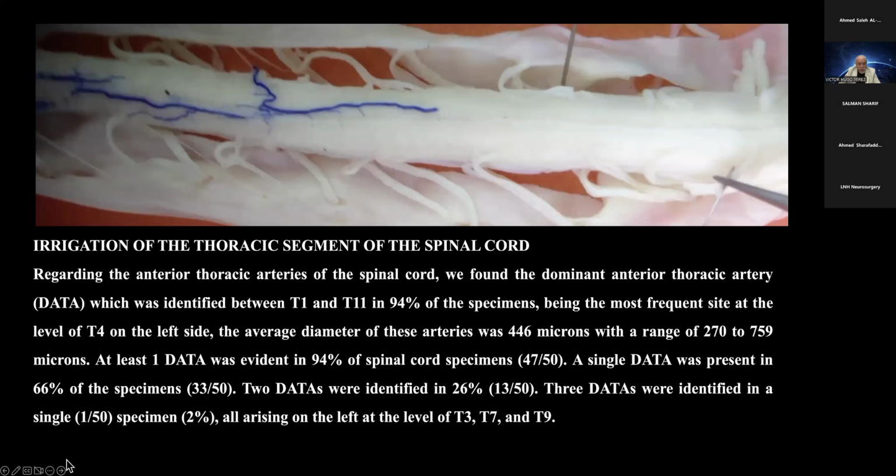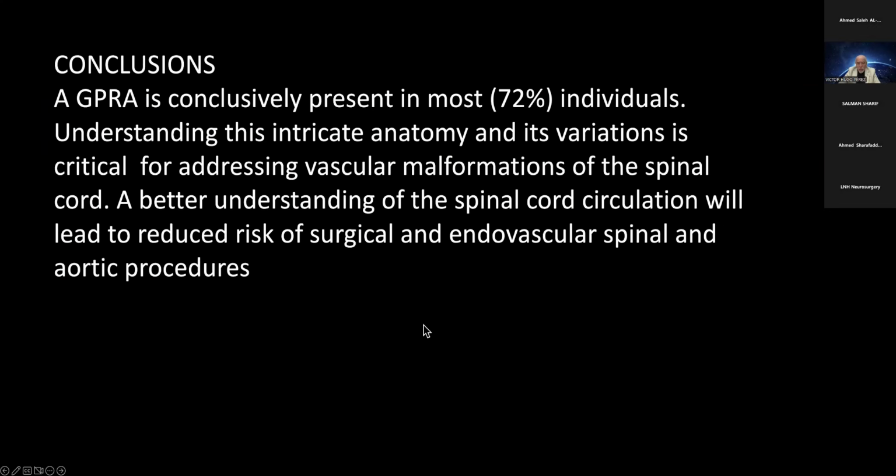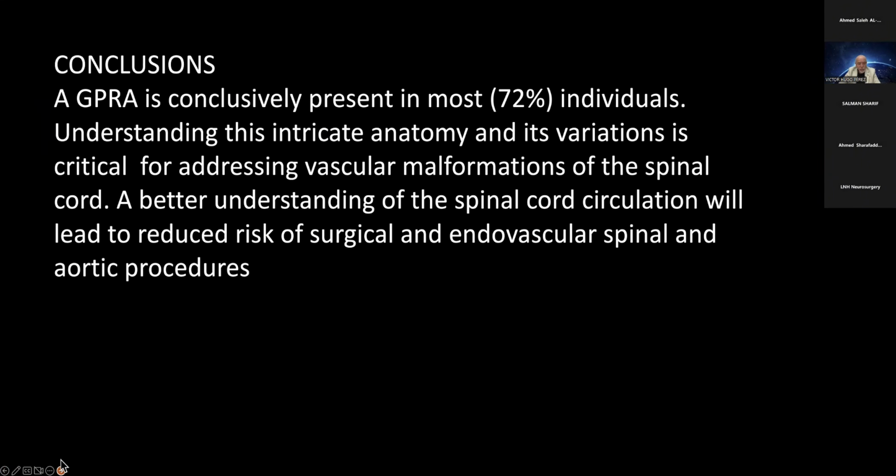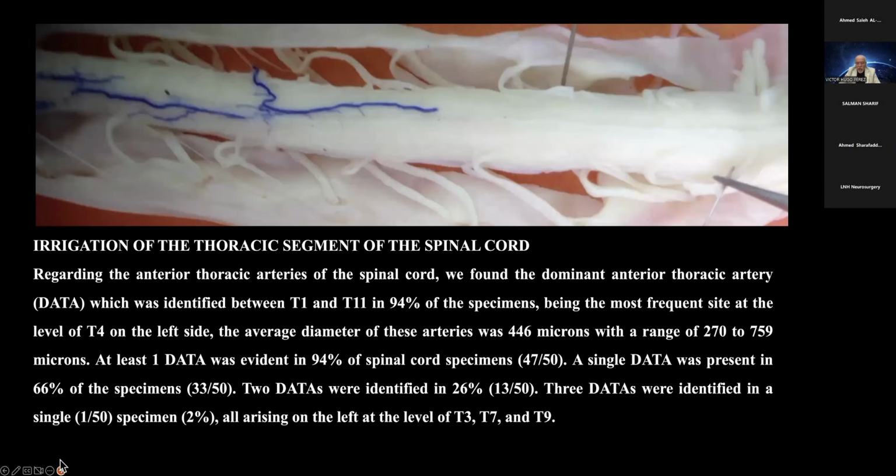Regarding the anterior thoracic arteries of the spinal cord, we found the dominant anterior thoracic artery. We name this artery DATA, dominant anterior thoracic artery, which was identified between T1 and T11 in 94% of the specimens, being the most frequent site at the level of T4 on the left side.